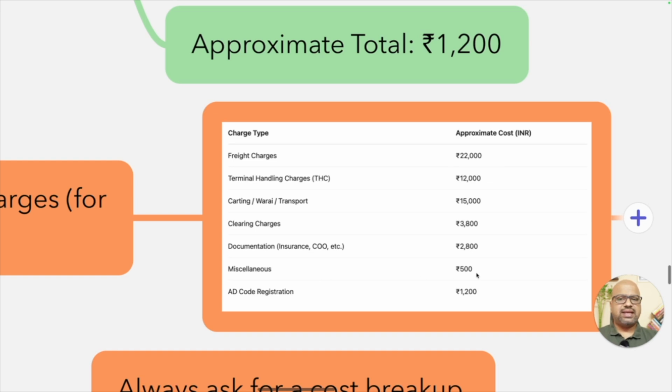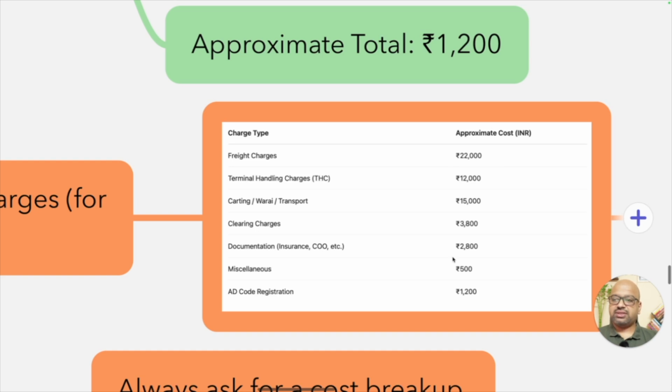Then miscellaneous charges are very minimal and should be negligible. They should not be in thousands; they should be 500 rupees or less, because this is just toll charges, small charges. So that should be fine. AD code registration is up to you. If you have already registered, it is not applicable. If you are operating from the port for the first time, then AD code registration is required.